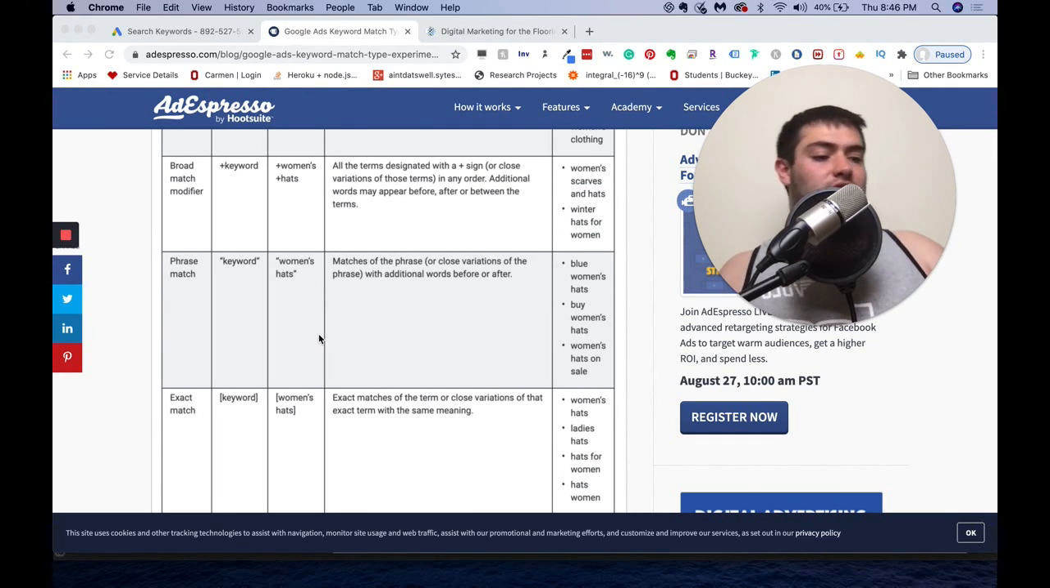So if yours isn't on sale, or if it's not a red hat, if they want a red hat or a blue hat, then you might miss out on that search, because when somebody puts in a blue hat and they click on your link and they go to your page and they're like, oh, this is red, I didn't want that.